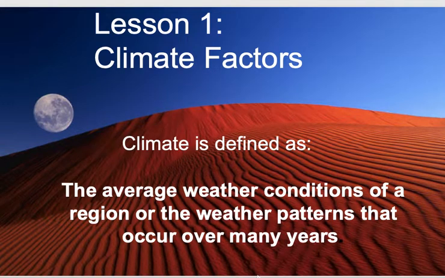Science students, welcome to lesson number 1 in the climate unit, climate factors. So climate is different than weather. Weather changes all the time. Sometimes every hour it can change. But climate is much more predictable and stable, and if it's going to change, it tends to change more slowly.